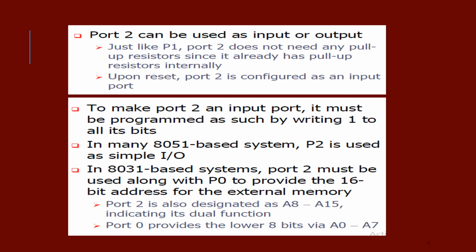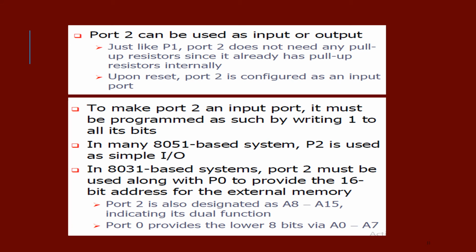Now next is port 2, that can be used as input or output. Just like P1, port 2 does not need any pull-up register since it already has pull-ups internally. Upon reset, port 2 is configured as an input port. Port 1 is also configured as an input port upon reset. To make port 2 an input port, it must be programmed as such by writing 1 to all its bits.